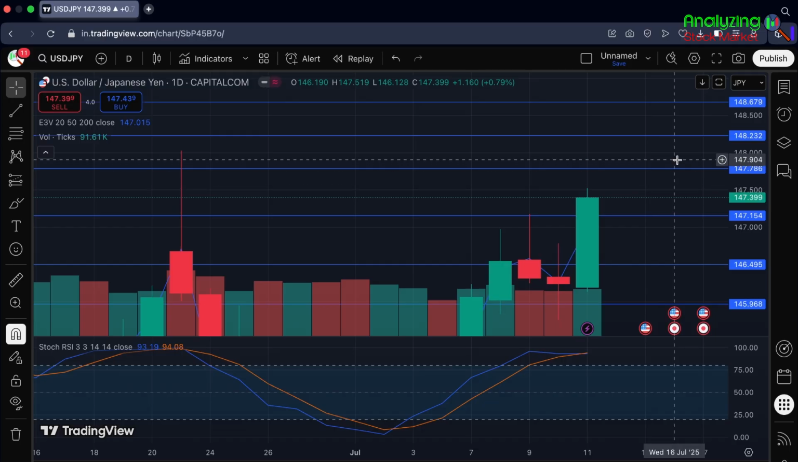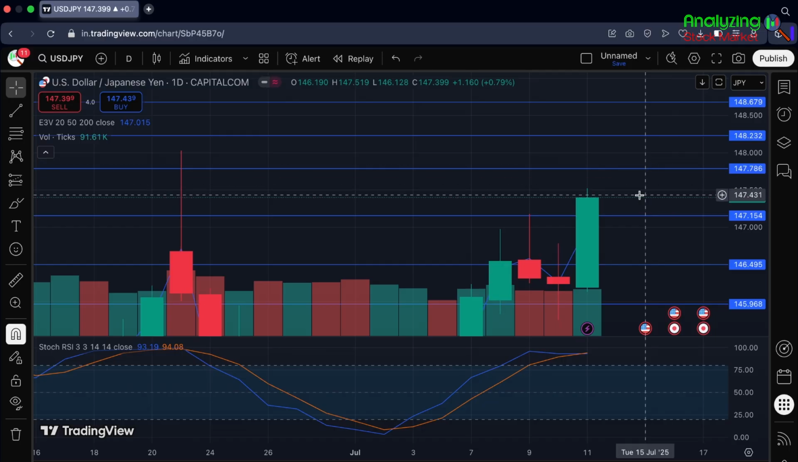According to this weekly closing, 147.399 was the closing. Direct support is 147.154 and direct resistance is 147.786. After direct support there is a support of 146.495 and then 145.968. After direct resistance there is a resistance of 148.232 and 148.679. These are some important levels which will help you take trades this week. So do consider marking them on your chart also.